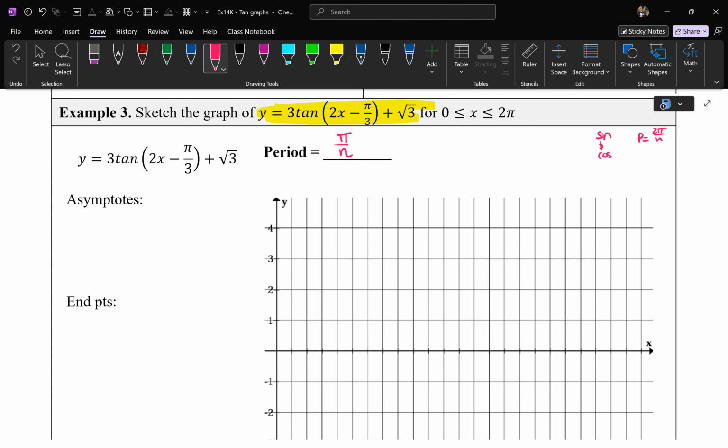Another difference between tan and sine and cosine. Does tan have any amplitude? Any amplitude for a tan graph? No, Christina shakes her head. There is no amplitude, which is nice, that means you don't have a maximum or a minimum that you have to worry about. The graph goes infinitely up and infinitely down. So that's the shape of a tan graph.